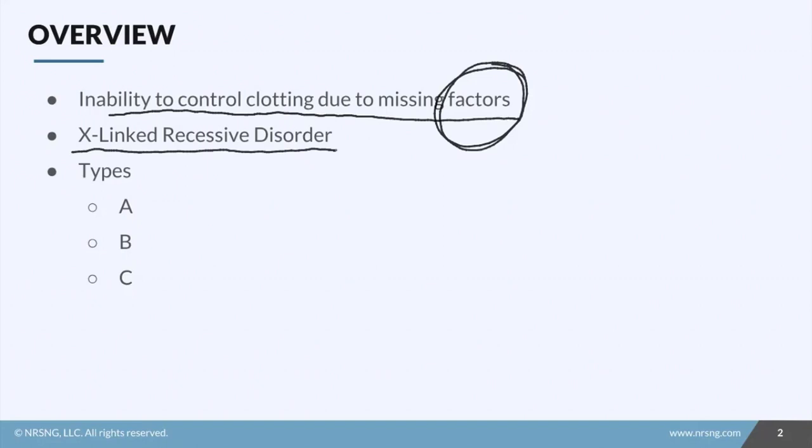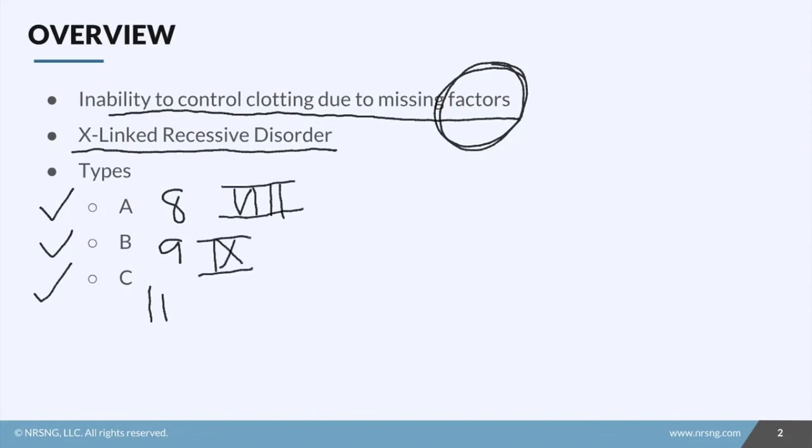There are a couple of different types of hemophilia to be aware of, and we're going to look at types A, B, and C. Hemophilia A is missing clotting factor 8. Hemophilia B is missing clotting factor 9. And hemophilia C is missing clotting factor number 11. These are always going to be written in Roman numerals, so I'll show you quickly what that looks like. Clotting factor 8, clotting factor 9, and then clotting factor 11.